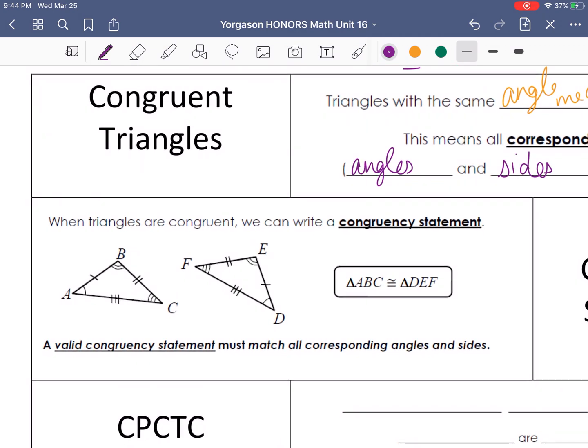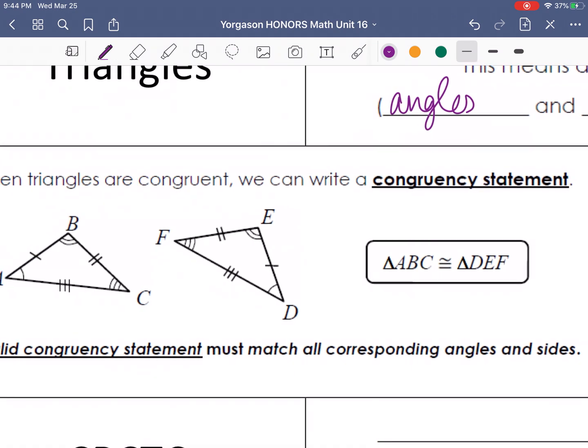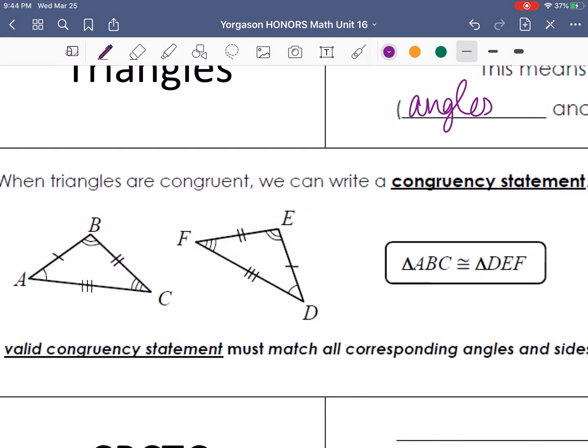So when we have two triangles that are congruent, we can write a congruency statement. And it's critical the order that you write these in. So the first triangle, it doesn't really matter. If we were using this one, you could call it ABC, BAC, CBA, CAB, whatever you want, right? You choose that.